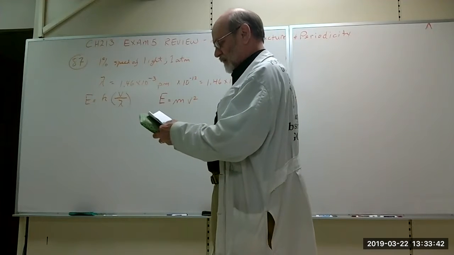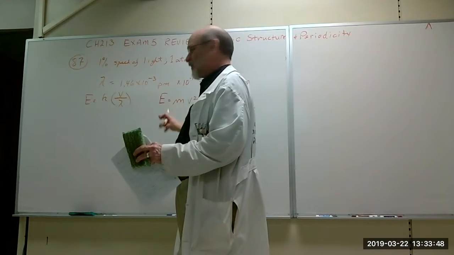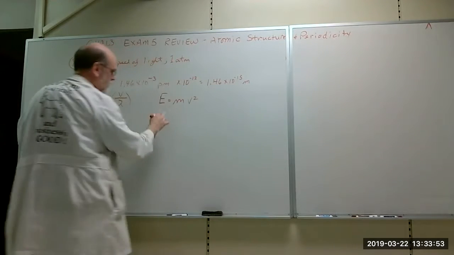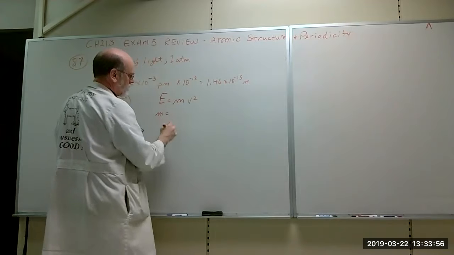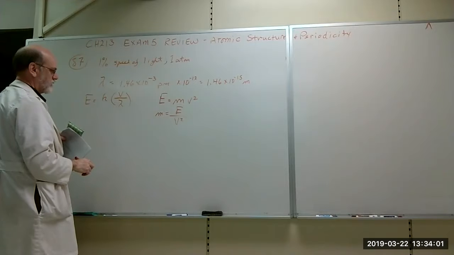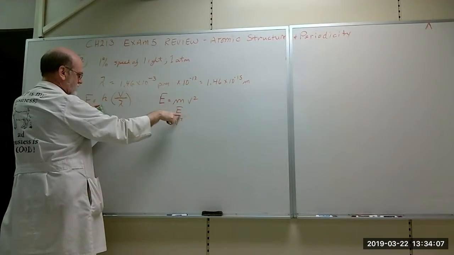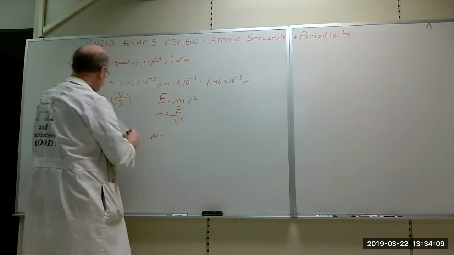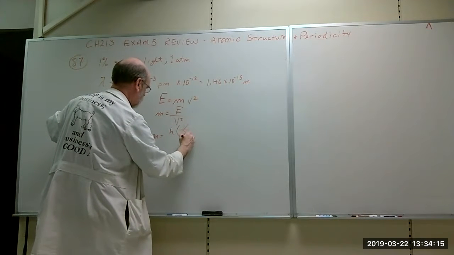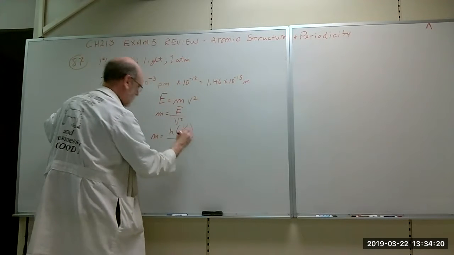Okay, so we have those two formulas, and we need to combine them so that we can solve for mass. Right? So if we solve this one for mass, then that's E divided by V squared. And then if we substitute this E in that E, then we have mass equals Planck's constant times velocity over lambda, divided by V squared.